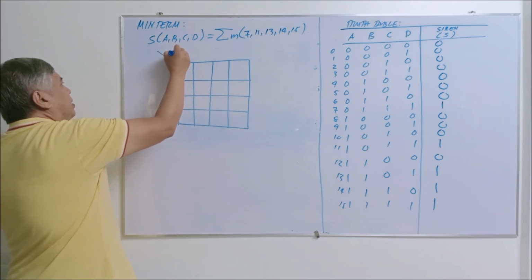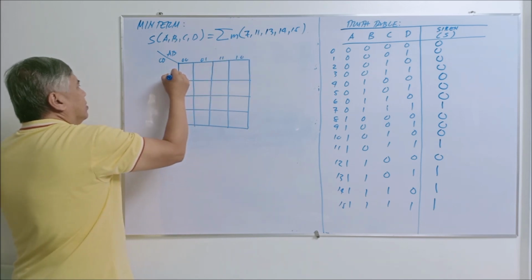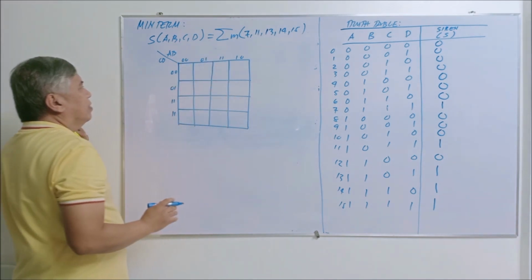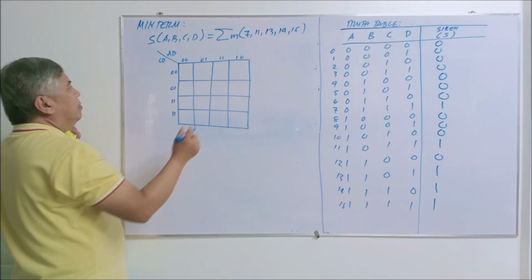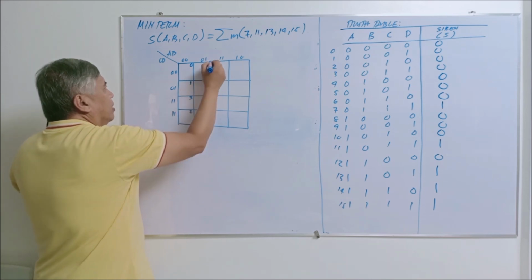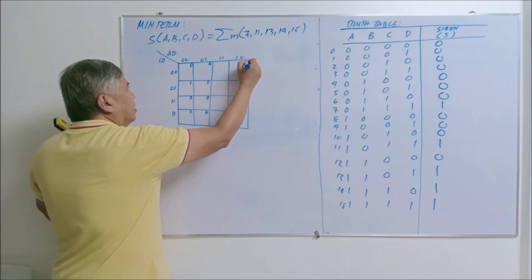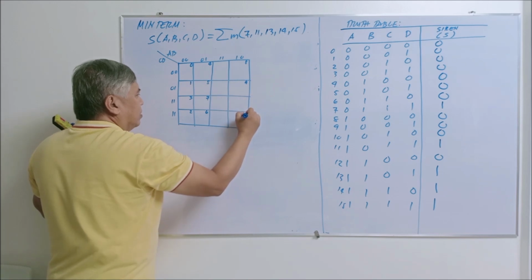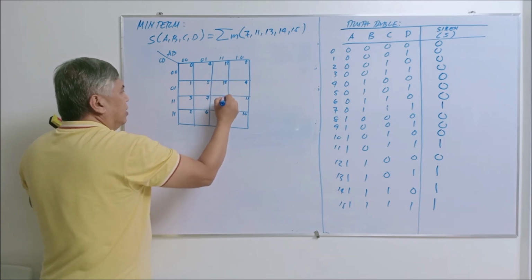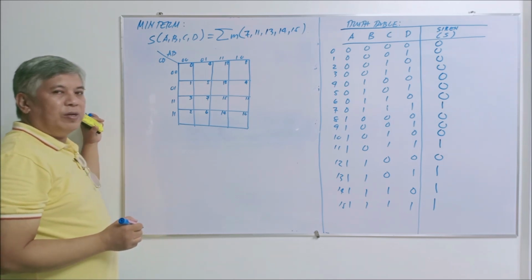This is A, B, C, D, 0, 0, 0, 1, 1, 1, 1, 0, 0, 0, 0, 1, 1, 1, 1, 0. Again, the placement of your decimal numbers are: 0, 1, down, 2, 3, 4, 5, down, 6, 7, side, 8, 9, down, 10, 11, 12, 13, down, 14, and 15. That will be our map representation.